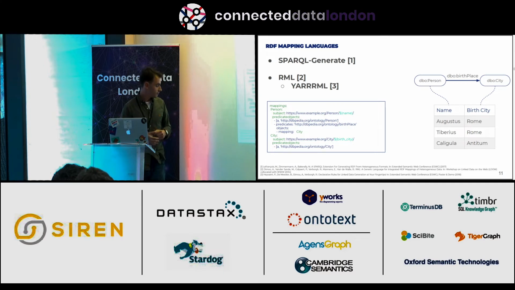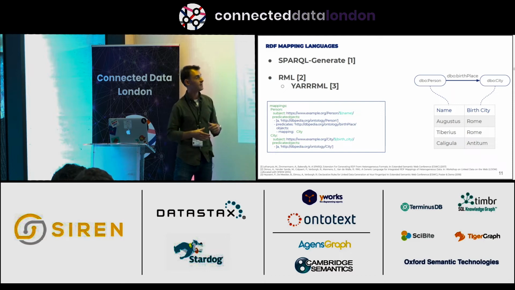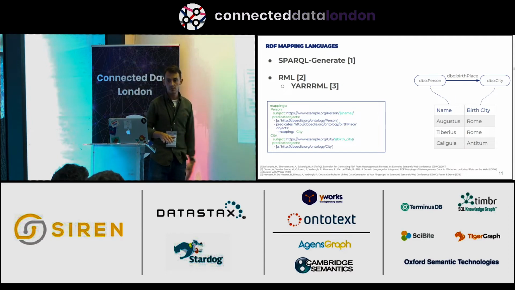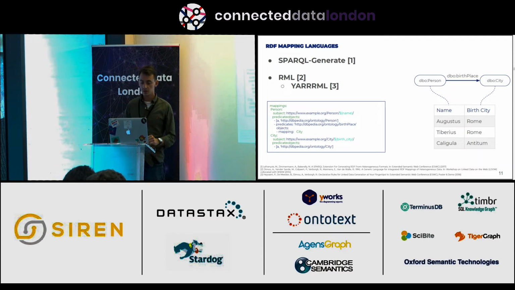And we have another type of RDF mapping language that is YARRRML. YARRRML is a syntax for RML. And our tool will generate RDF mappings in this syntax because, to our knowledge, it is the easiest syntax to understand for people that have no knowledge about RDF. But the tool could generate mappings in SPARQL-Generate or RML syntax.